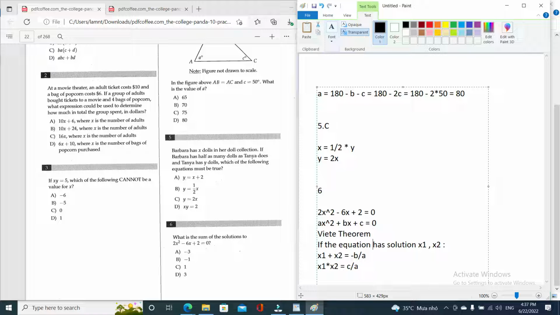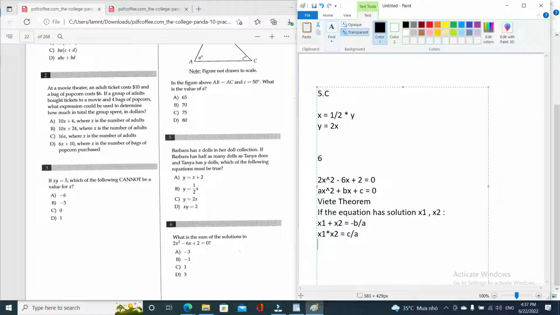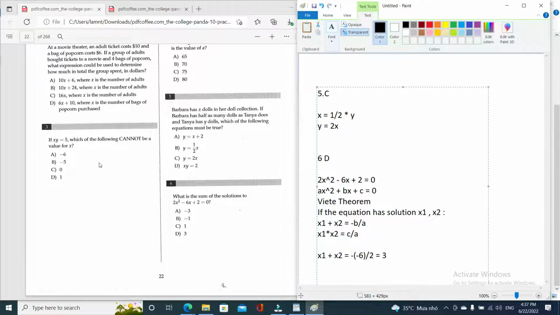So in this case, x1 plus x2 is going to be minus b over a, which is minus minus 6 over 2, which is 3. The answer is 3. So it should be D. And let us check if we are right.